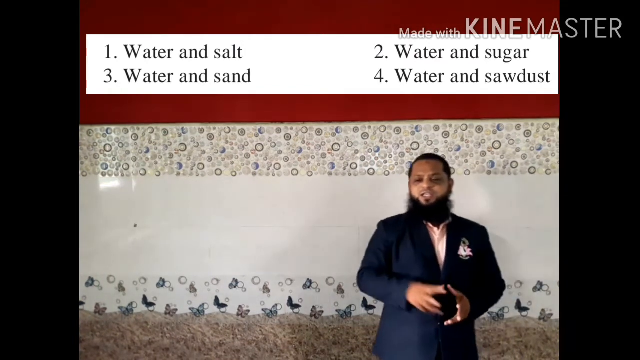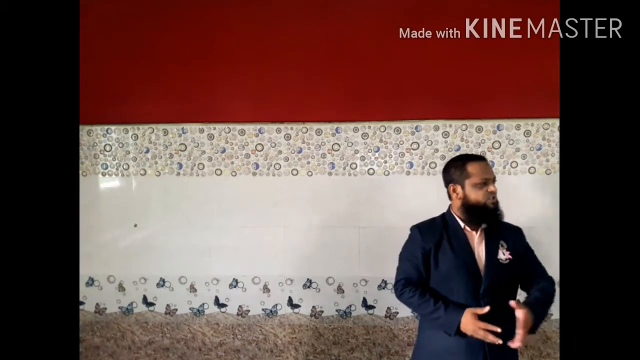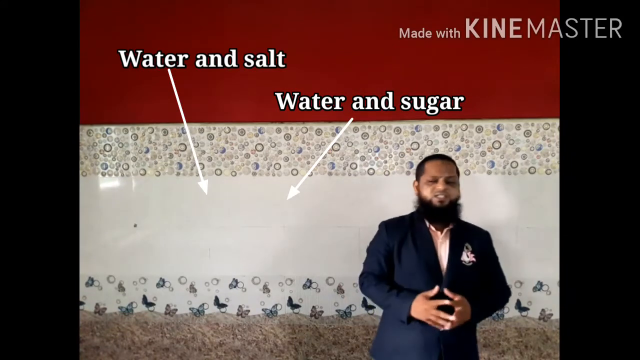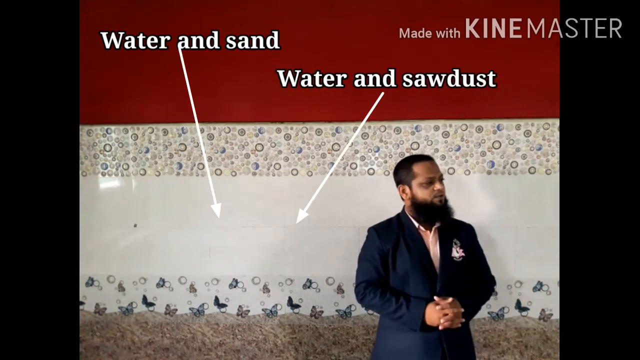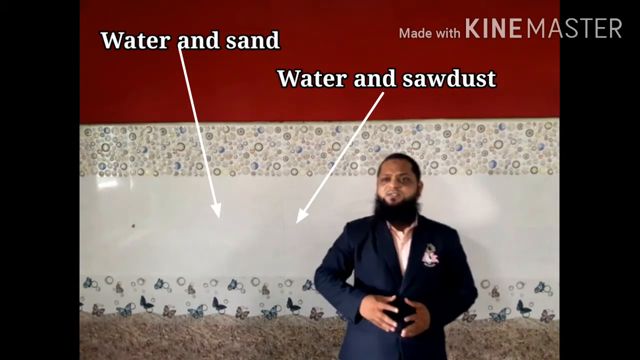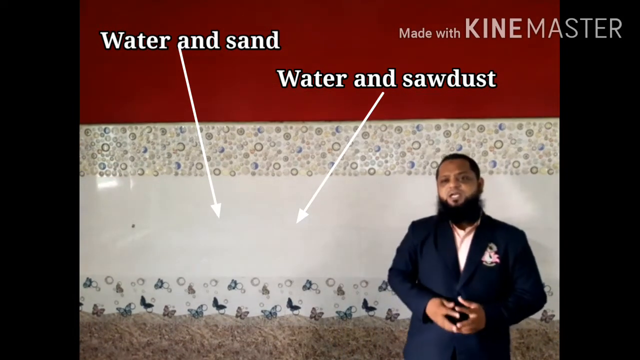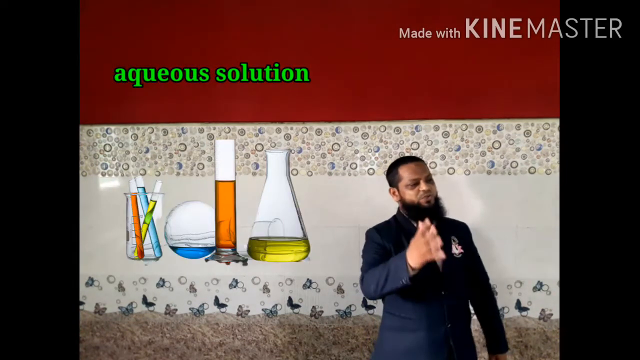So my dear friends, in the first two cases, sugar and salt, because sugar and salt completely dissolve in water, we get a homogeneous mixture. And in the third and fourth cases, where we mix sand and sawdust in water, we know that sand and sawdust cannot dissolve in water. That's why such a mixture is said to be a heterogeneous mixture. On dissolving in water, an ionic compound forms an aqueous solution.